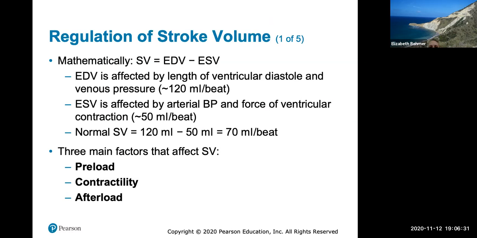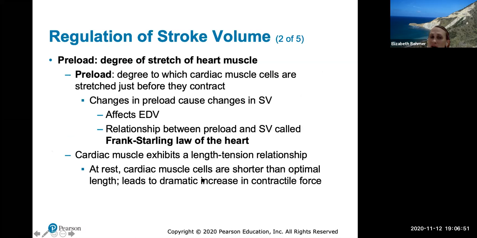So that's how these different things will affect your cardiac output. A little bit more about regulating stroke volume. I probably won't ask you too many specifics about this, but I'm just going to talk you through it so at least you've heard of this before. There are 3 main factors that affect stroke volume: your preload, your contractility, and your afterload. The preload is the degree of stretch of the heart muscle. It's the degree to which your cardiac muscles are stretched just before they contract. So a change in this preload stretch will cause changes in the stroke volume. It will affect the end diastolic volume.